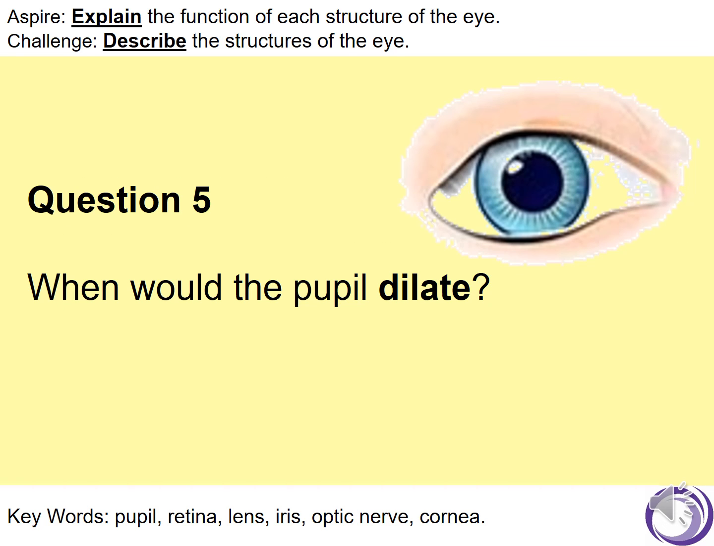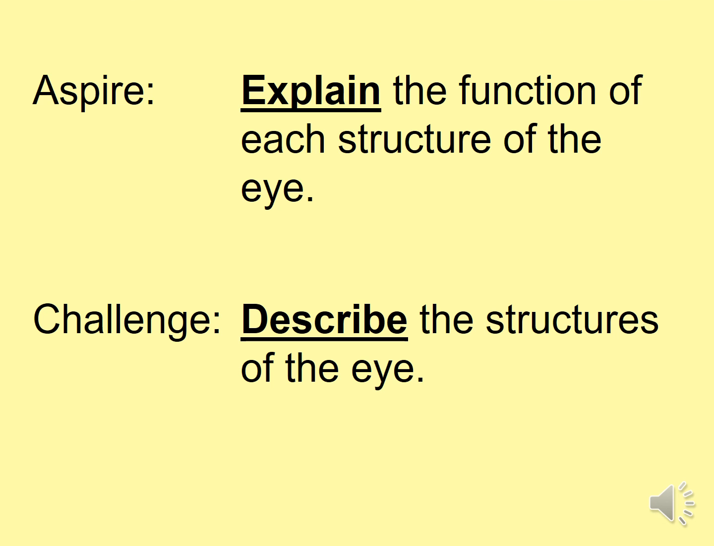Question 5, when would the pupil dilate? Now it's going to be bright light or dim light. Think about your personal experience of looking in a mirror when it's been bright or dim. The answer is in dark conditions, because that allows more light to enter the eye.